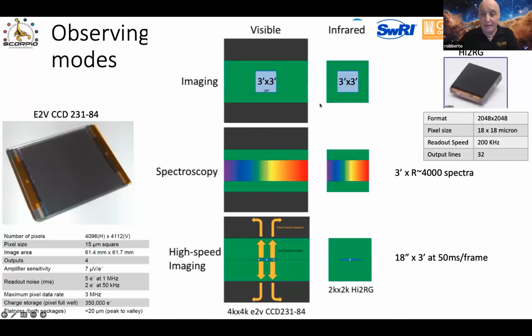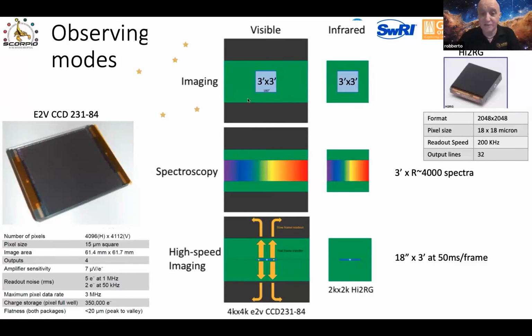This is an illustration of how the instrument works. As I said, 3x3 arc minutes, 0.18 arc seconds per pixel, is 1K by 1K. The detectors are much larger. There is a lot of, so to speak, wasted space, but that comes basically for free.